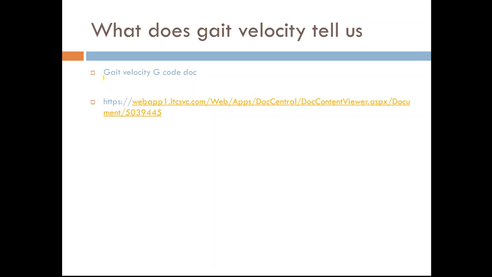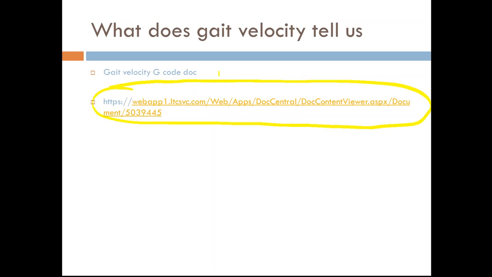So the gait velocity G-code document I just showed you, it shows on that gait velocity document before, and this is the link right here on Rehab Central that would take you to that specific document.